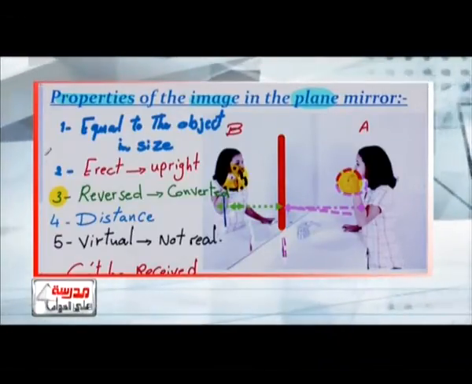Here we can ask our students to practice these properties practically. We ask them to stand in front of a mirror and look at their images. They can conclude the properties because they can see the size of themselves doesn't differ. They can see their images upright, erect. And we can notice the reversed property because when they raise one of their hands, they will notice that the image in the mirror raises the reverse hand.